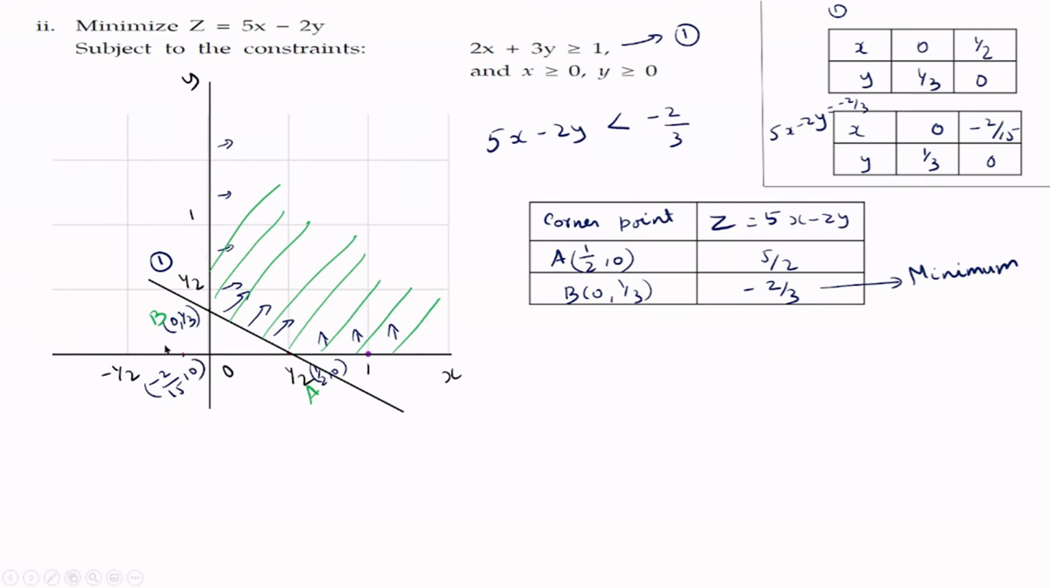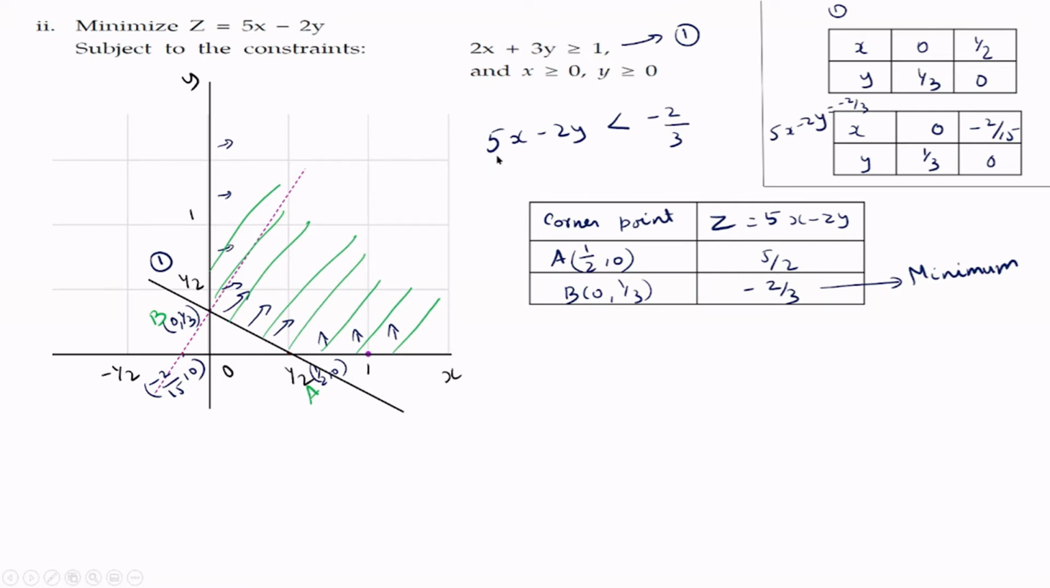Now let us draw a straight line joining these 2 points so that we will get this line 5x minus 2y equal to minus 2 by 3. So this is the line corresponding to 5x minus 2y equal to minus 2 by 3.